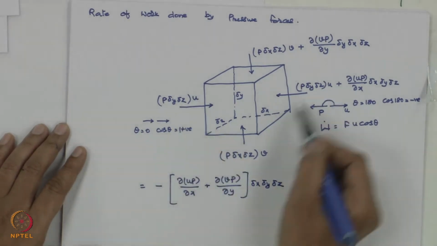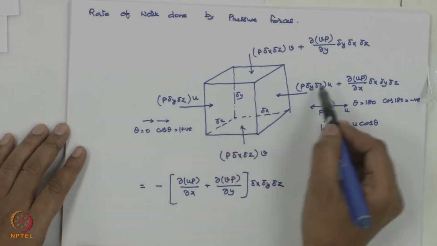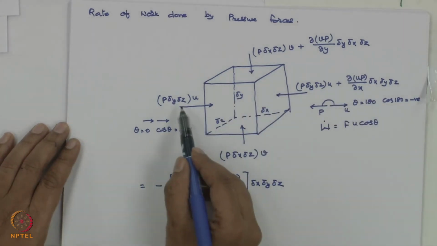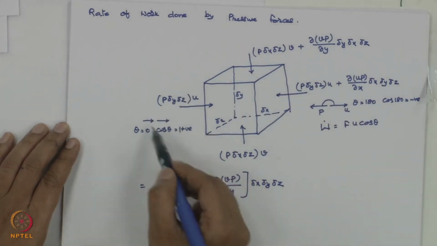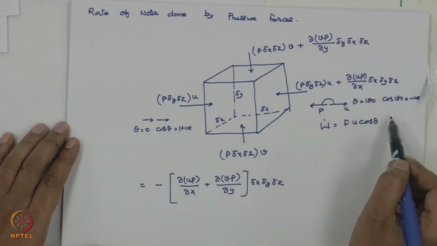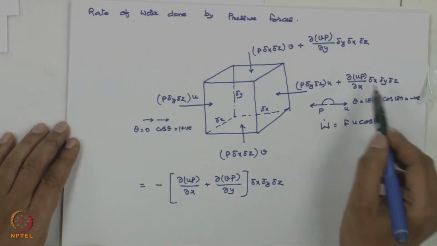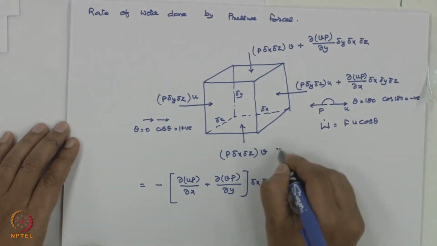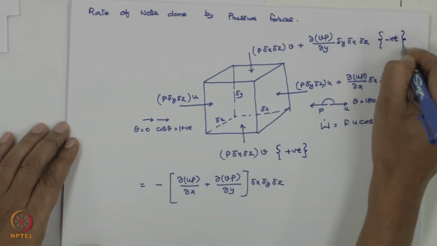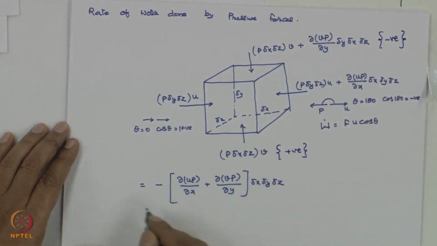Remember, I am not writing again and cancelling it out, because it becomes too difficult when you are doing it on the board also. Just show them that this rate of work done would be positive on the control volume, and this is going to be negative work done on the control volume. So that way they will be able to understand this is positive and this would be negative. So that's how we have arrived at this. So this is the rate of work done by the pressure forces.